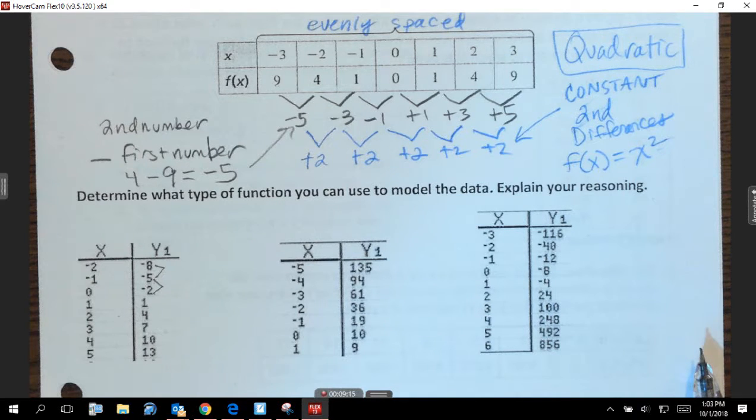You're going to take the second number, 94, subtract 135 to find the difference. So the answer itself, like for this one, it was quadratic. Oh. So what would the answer be? Yeah.